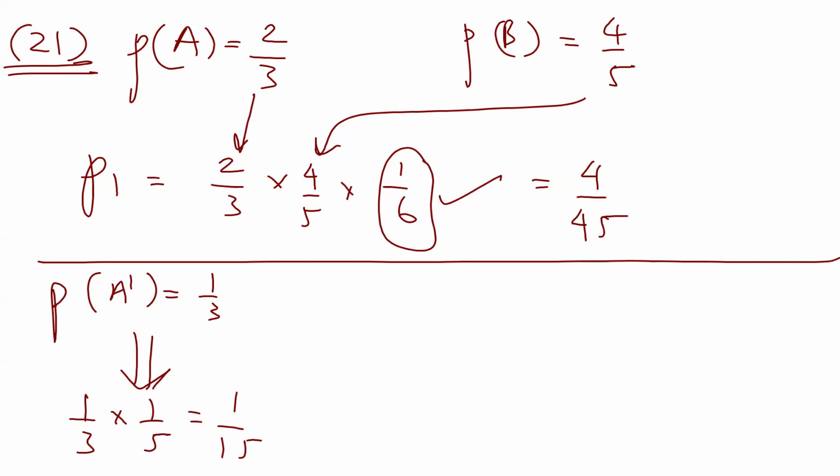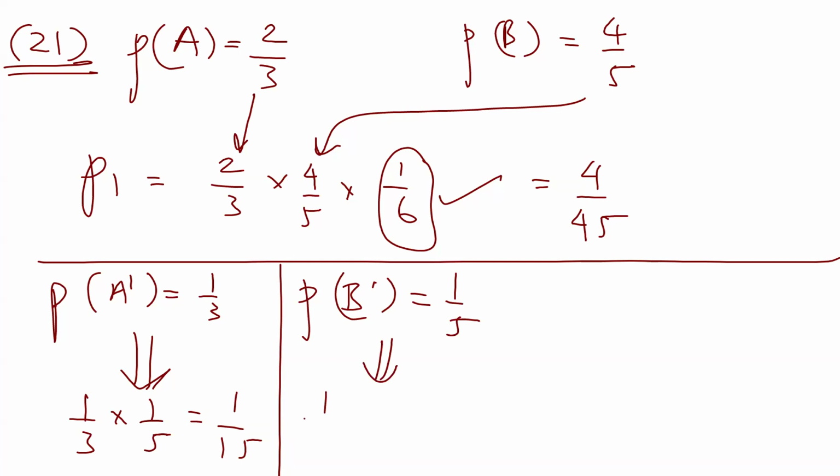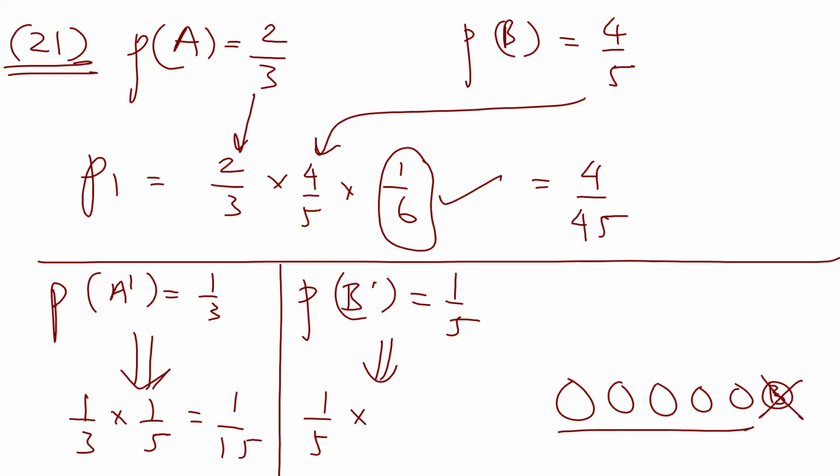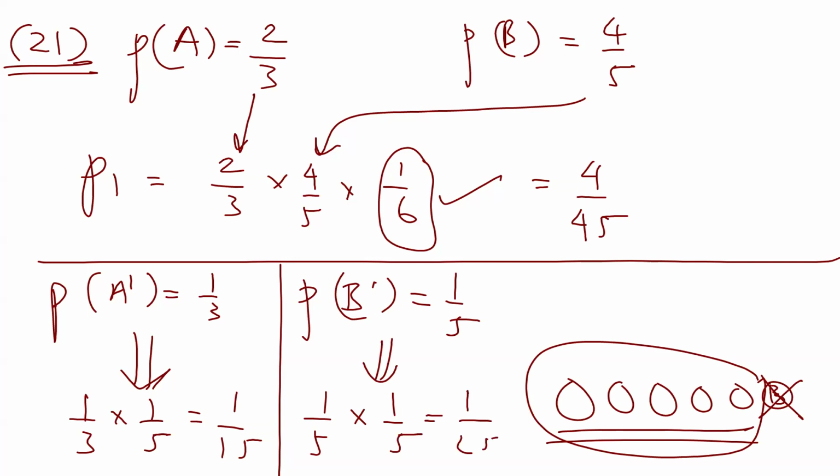Now P of B dash. B is not speaking the truth this time, so it is 1 by 5. This 1 by 5 will be multiplied with, now there are 6 balls and one of the balls is black. So he's not speaking the truth. That means there will be one ball out of any of the 5 remaining balls. So this will be 1 by 25.